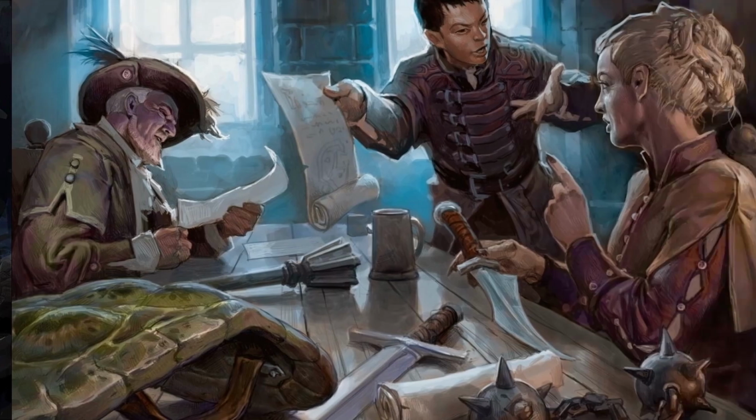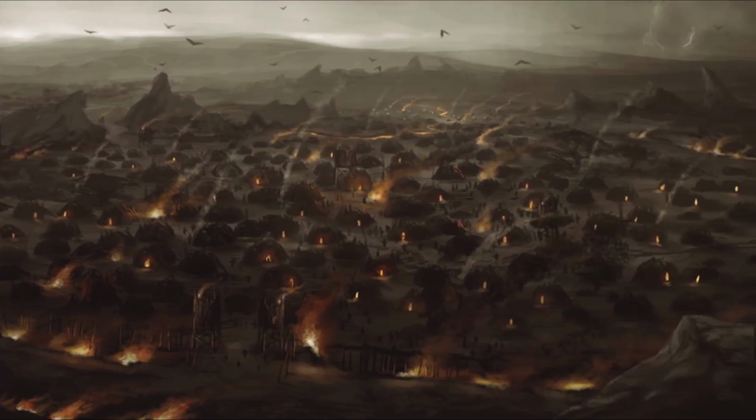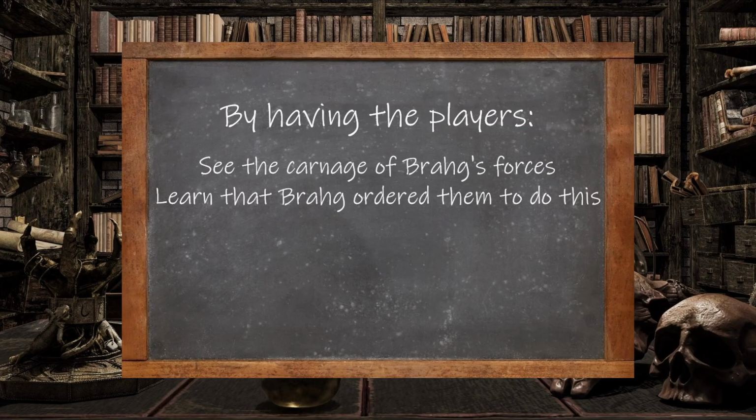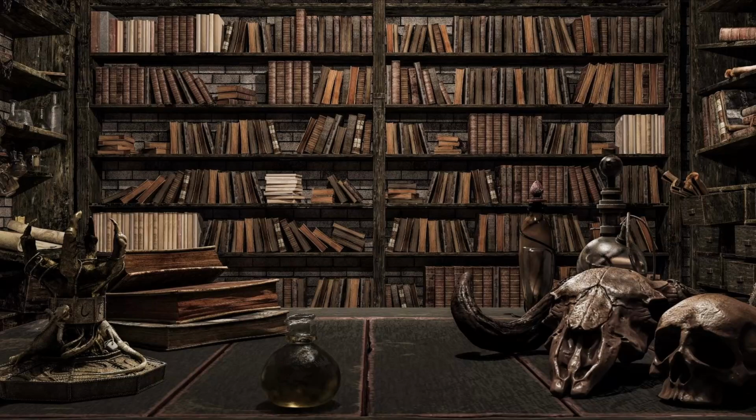After the battle, the party can loot a parchment with some orders written in Orcish, and either decipher it themselves or take it to a linguist. Ultimately, they should figure out that the orcs they killed were only scouts, and that a bigger force is gathering at a raiding camp nearby at the behest of a war chief named Brog. By having our players see the carnage of Brog's minions, and knowing that they were acting on his orders, they now know that a villain exists and that something bigger is about to happen, prompting them to try and stop the invasion. As I said before, this part of creating a villain can be difficult.